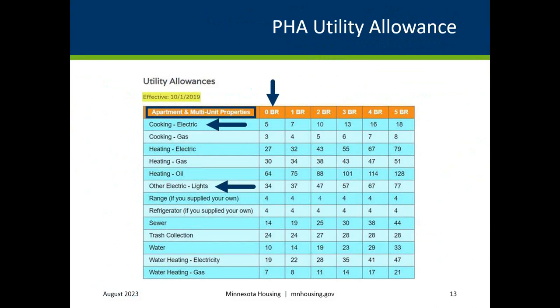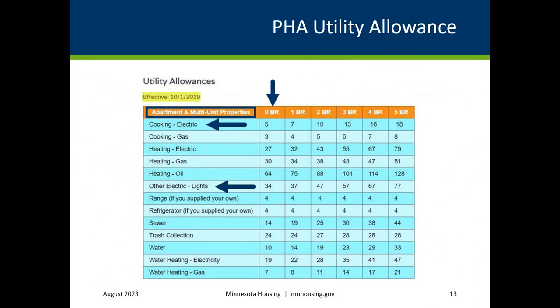In this example, if the unit has a gas stove, the UA would be $37 because the UA for cooking gas is only $3, as opposed to the $5 for cooking electric. If the resident also paid for gas heat, you would include an additional $30 and the UA would be $67.